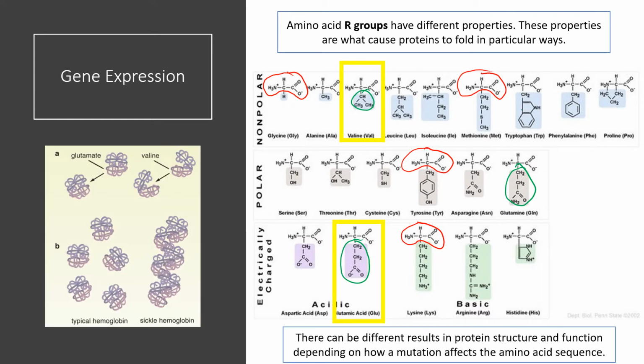So those different characteristics mean that the way that a protein actually folds into its three-dimensional shape is going to be affected by those R groups. They're going to fold in different ways. If we have a whole bunch of non-polar amino acids, they're not going to be mixing with polar amino acids. They're also not going to be mixing with electrically charged amino acids. So it changes the shape of the protein that's made.